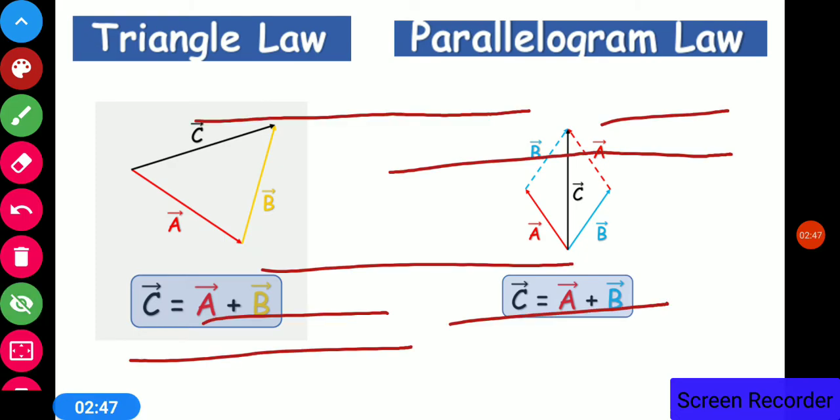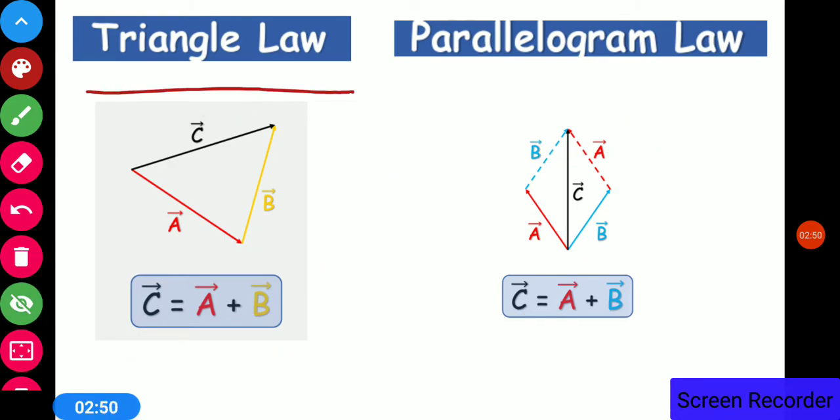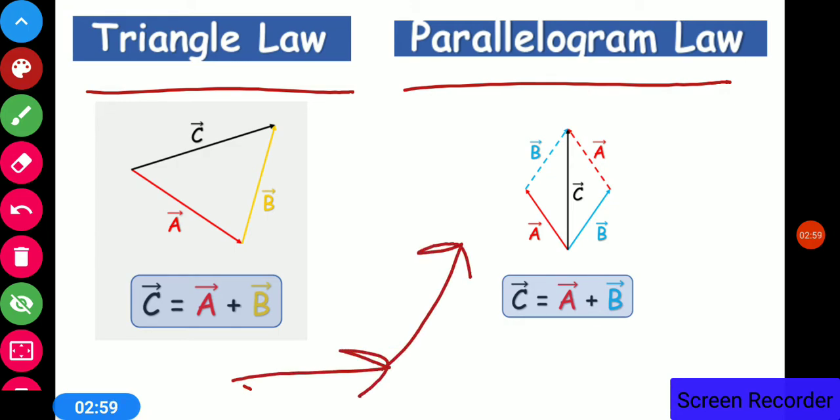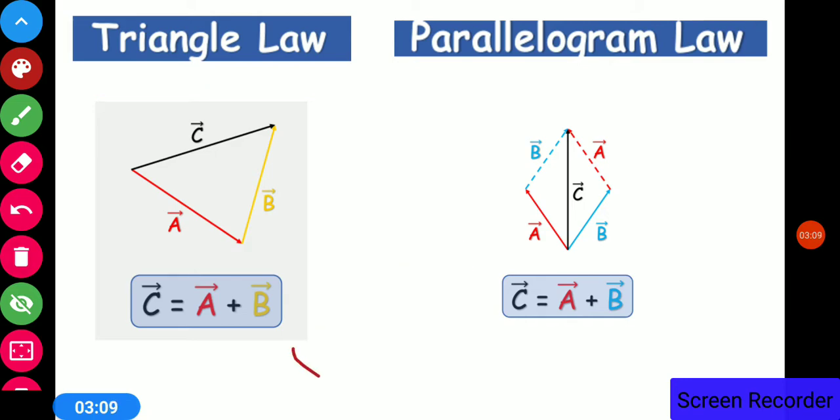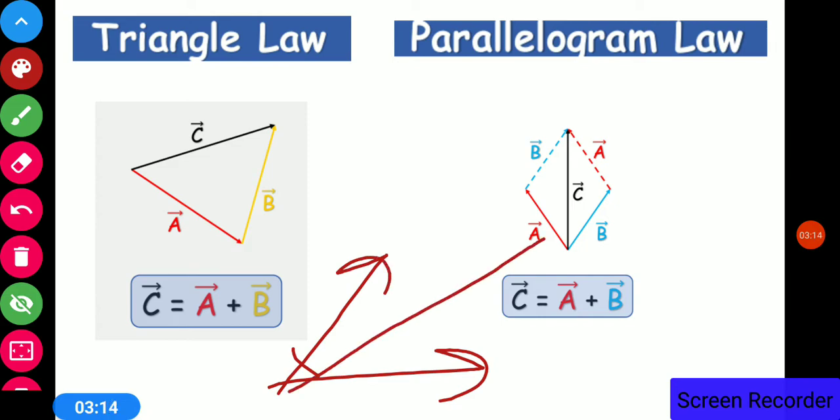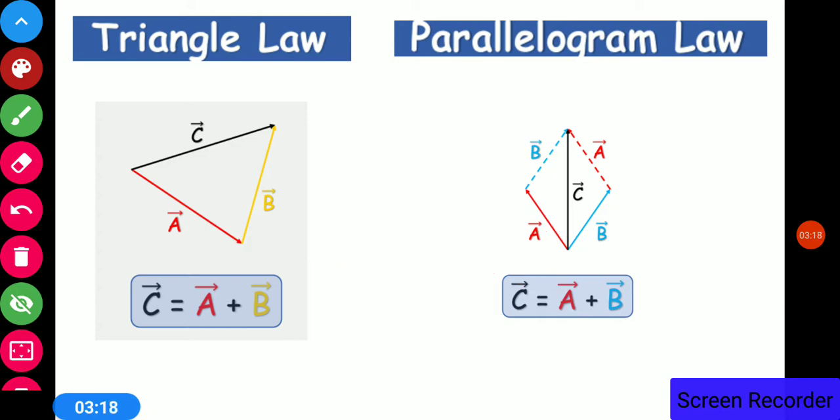Now, vector addition. Vectors can be added either by the triangular law or by the parallelogram law. If two vectors represent the two sides of a triangle in the same order, then the third side in the opposite order gives the resultant of the two. This is the triangular law. And in the parallelogram law, if two vectors represent the two sides of a parallelogram, then their diagonal represents the resultant of the two vectors. So this is the parallelogram law.